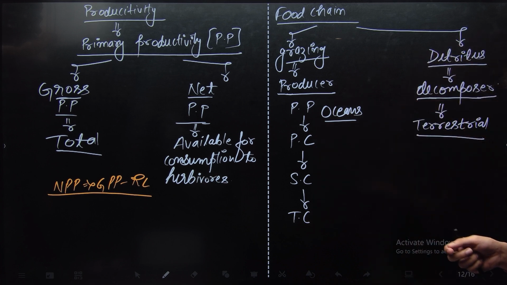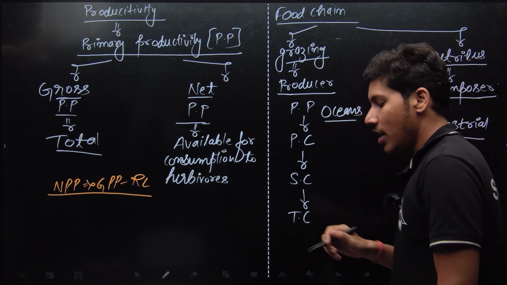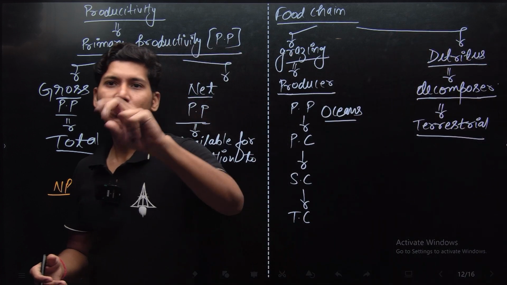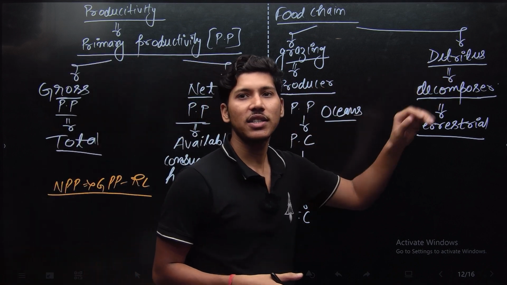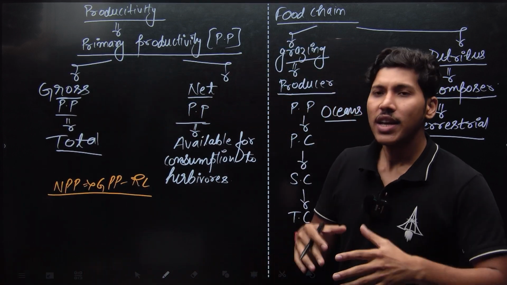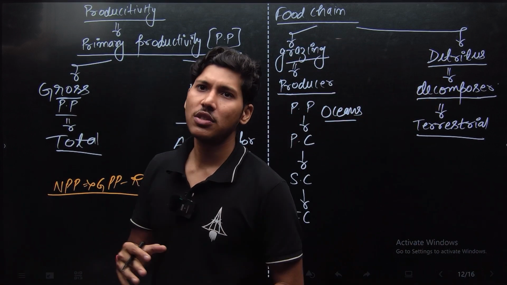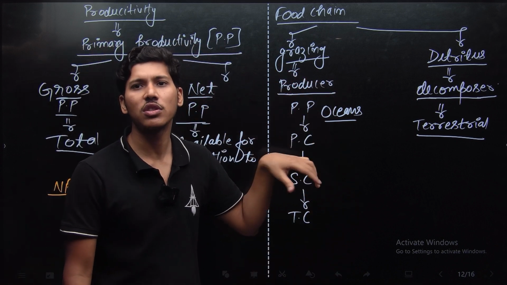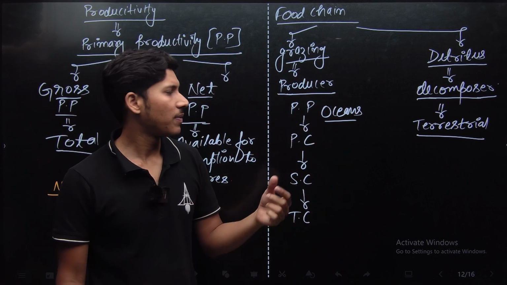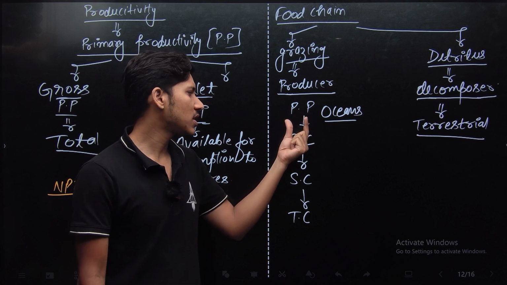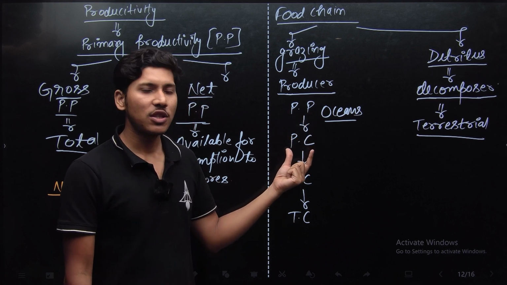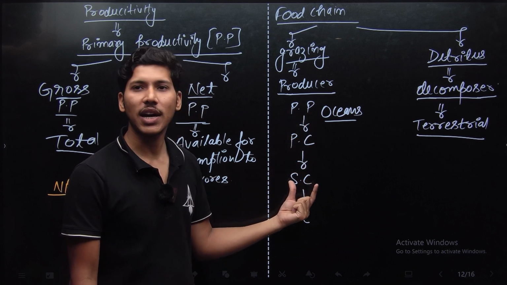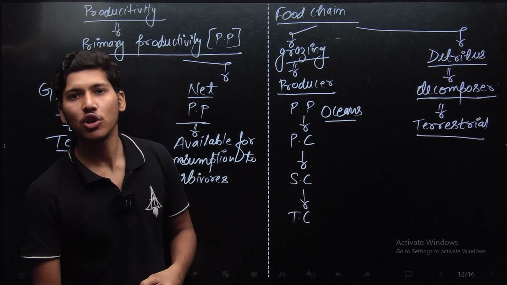Now let's move ahead and see food chain. In nature, we have two types of food chain. One is the grazing food chain and the second one is the detritus food chain. The grazing food chain is the simplest food chain, which includes plants, herbivores, carnivores, top carnivores. Plants are known as primary producers. Herbivores are primary consumers. Secondary consumers are carnivores, and tertiary consumers are top carnivores.